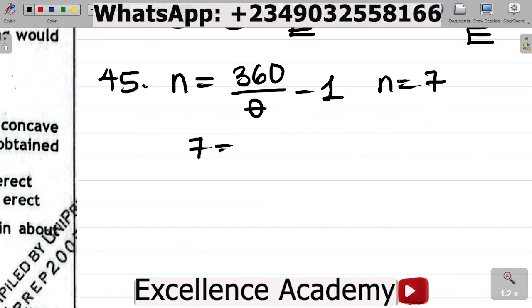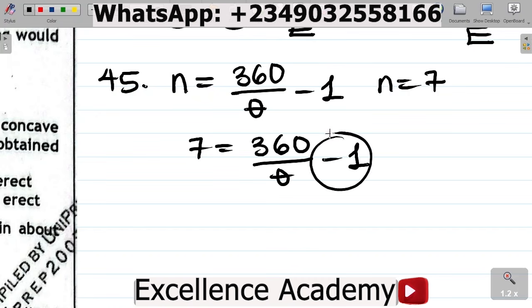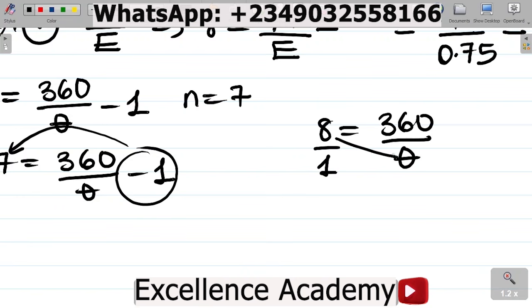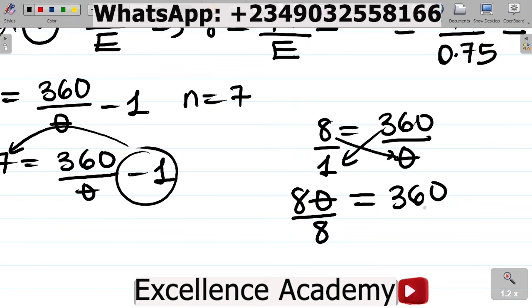So you have 7 is equal to 360 over theta minus 1. Move minus 1 over here, it becomes 7 plus 1, and that gives you 8. So you have that 8 is equal to 360 over theta. That's the angle. From here, this becomes over 1. So you have 8 times theta, 8 times the angle, equal to 360 times 1, which gives you 360. To get the angle theta, divide here by 8, divide here by 8. This cancels this. So theta is equal to 360 divided by 8. You have 45, of course angle in degrees.